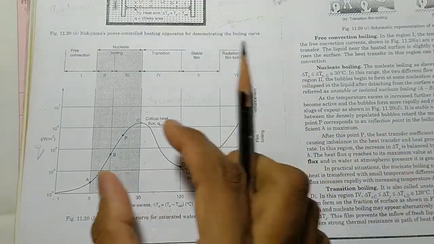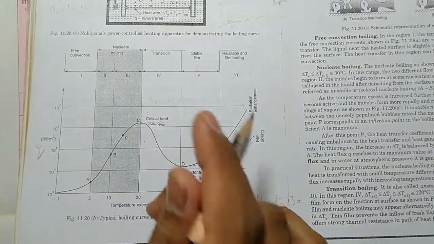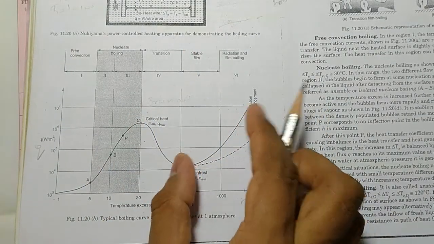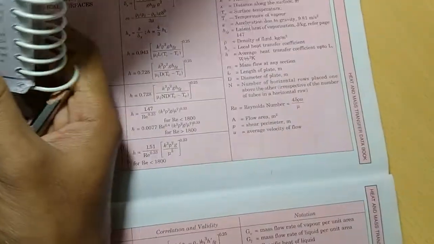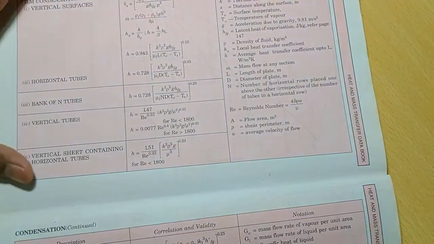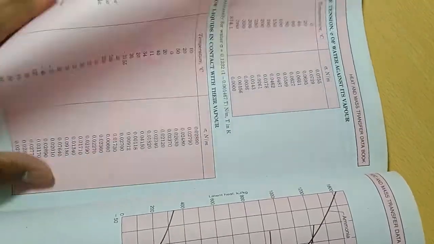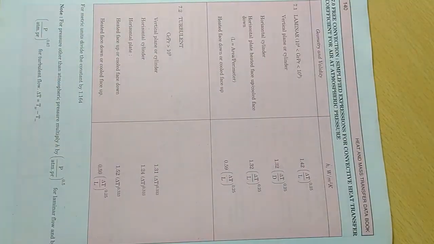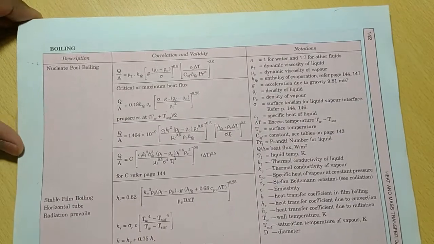Totally there will be 3 equations. The first one is for nucleate boiling, another is for the critical heat flux, and another is for the stable film. Totally 3 different equations will be there, and you will get different types of problems for those 3 different conditions. I will show the equations here. Just go to the boiling condition.